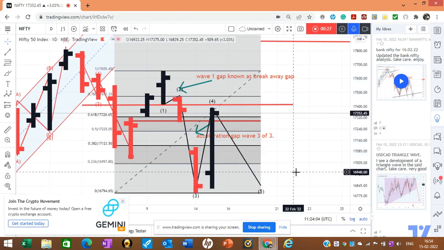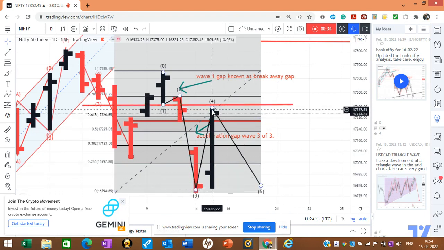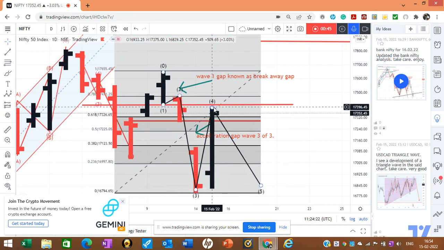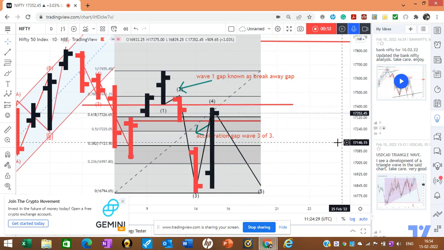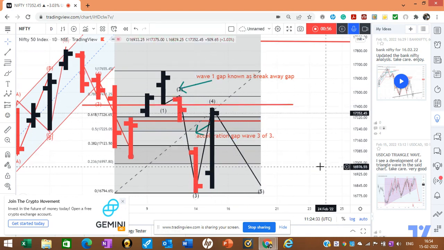Okay, now in this, the basic rule in wave theory is that the wave four should not come within the price action of the first wave. If the wave starts from here, one, two, three, four, and five, this has not come within the price action of the first wave. So this theory is right now holding on a daily chart.